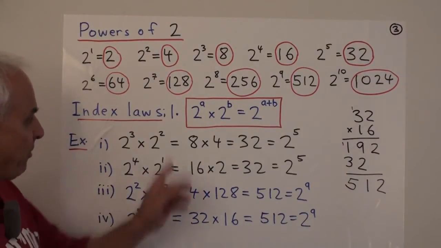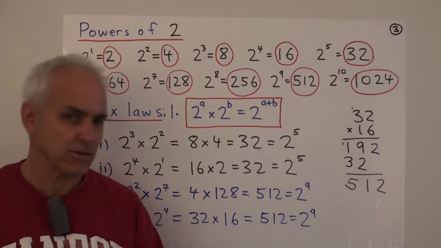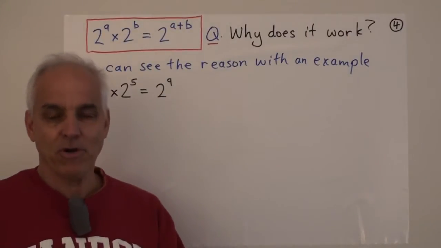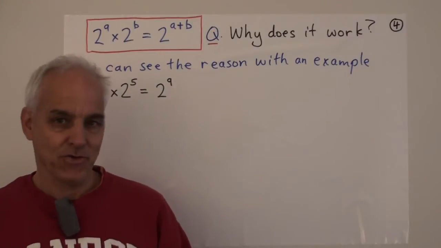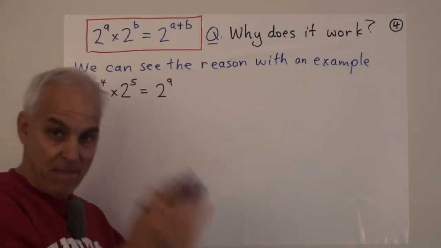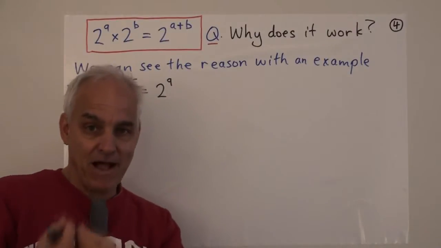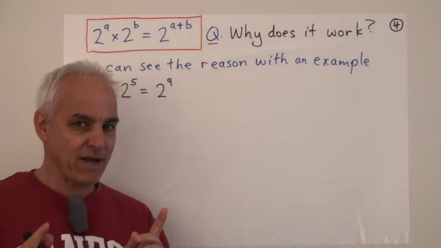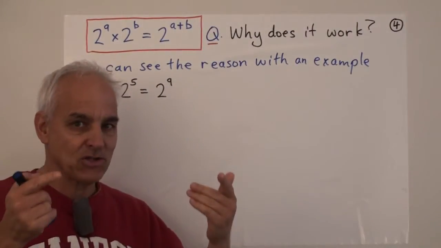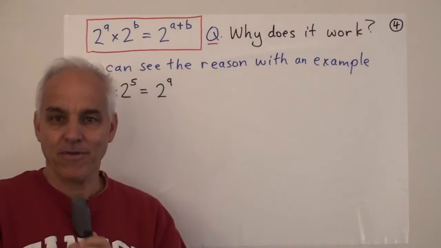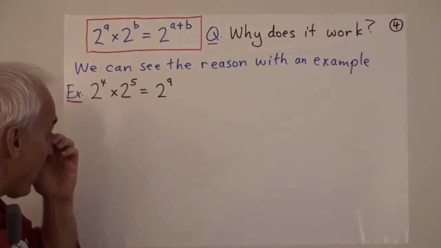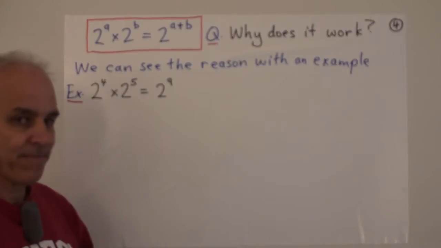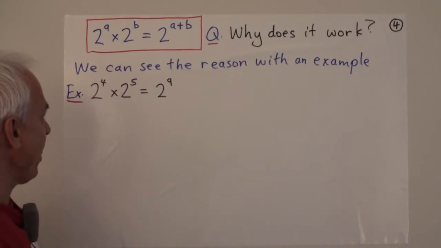All right, so those are some examples of this first index law. When we have a law like this, it's important that you understand why it's true. So it's important, first of all, to remember the law, but it's also very valuable to understand why it's true. So that's not just a question of memorization. There's a reason why it's true, which makes it easier to remember the law. All right, so we're going to ask, why does it work? And we're going to illustrate the reason with an example. And the example will make it clear why it works.